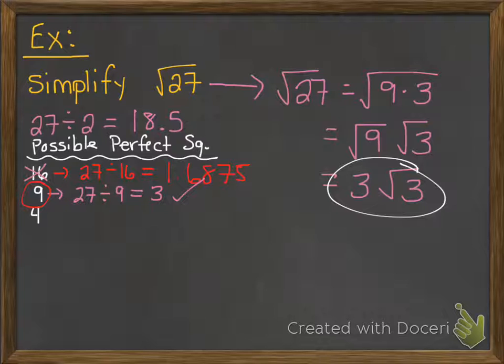Alright, so we just go in, look at this number, divided by 2, that's my biggest number. Then I look at my possible perfect square roots, or perfect squares, and I figure out which one gives me a whole number, and I use that to simplify.